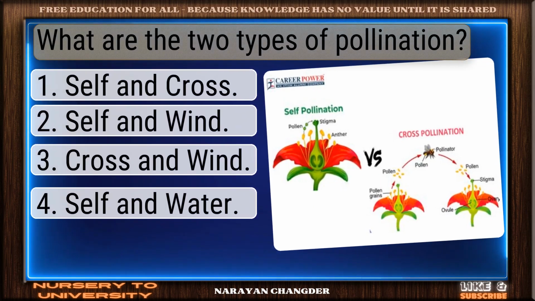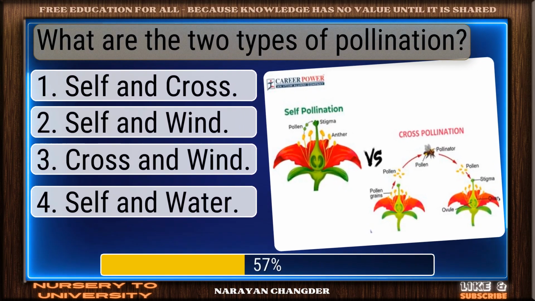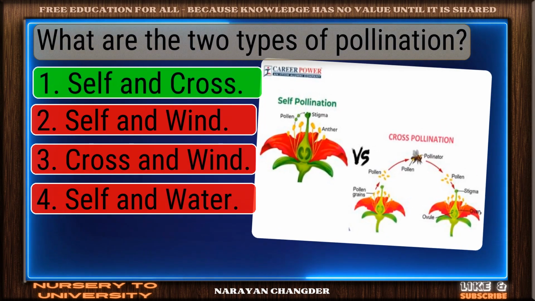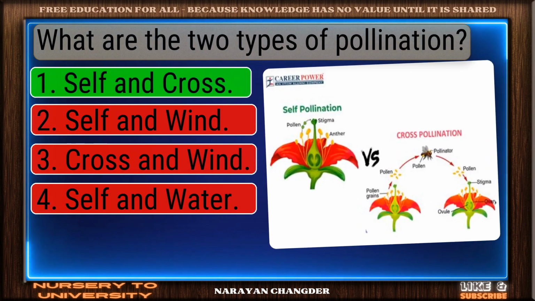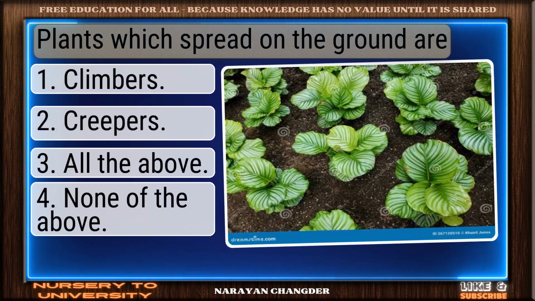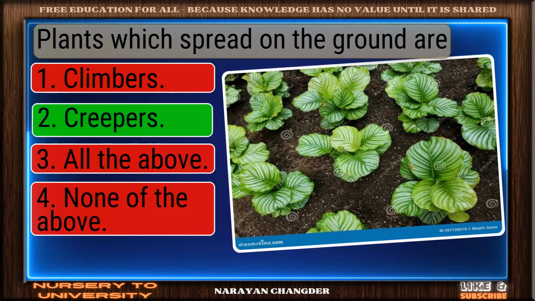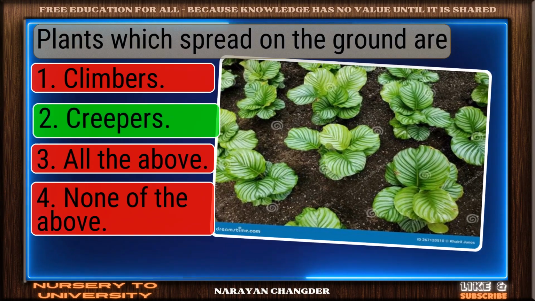What are the 2 types of pollination? Exactly. Self and cross makes sense, and it is the right choice. Plants which spread on the ground are. Sharp thinking. Creepers is the right choice.